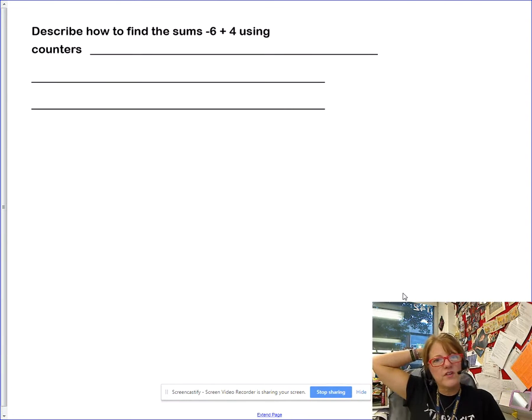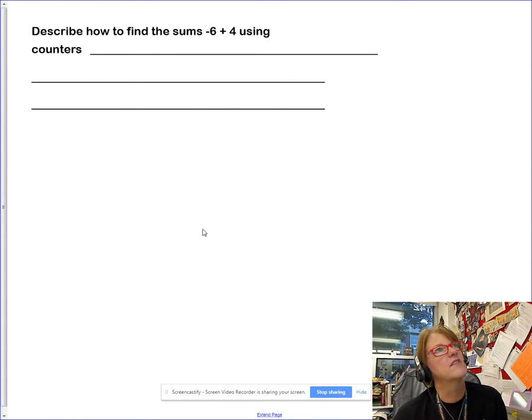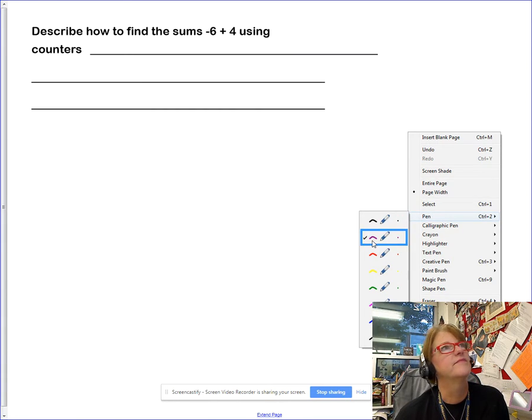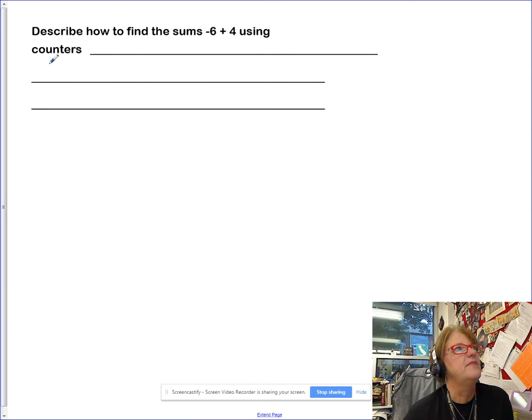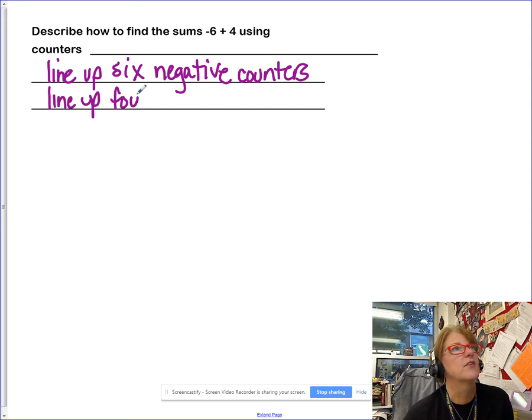All right, so in words, what are you doing when you're using counters? Let's get this scripted in words. How do you find the sum of -6 and 4 when you're using counters? Well, here's what you do. Line up or lay out 6 negative counters, whether you draw them and put a minus sign on them, or if you physically have the colored ones, they're usually the red ones. And then against those, line up 4 positive counters.